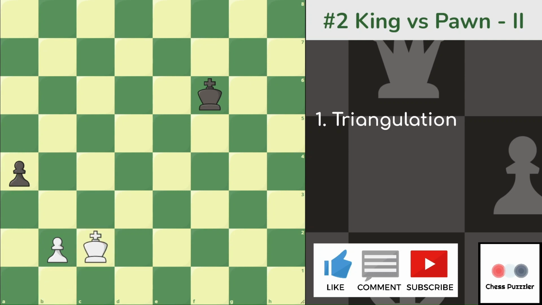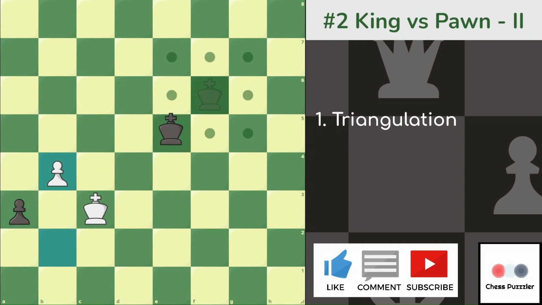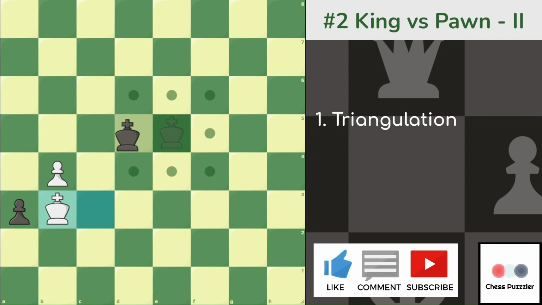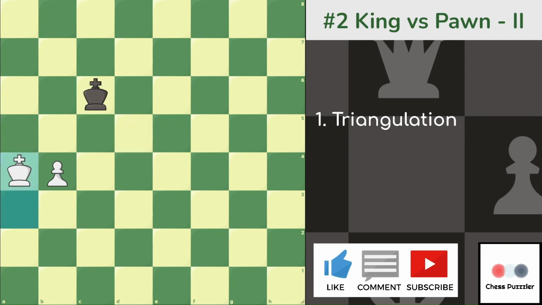Why? Let's see. If white played something like king c3, then a3, b4, king e5, king b3, king d5, king takes, king c6, king a4, and king b6. Now black king is not going to allow white king to come in front of the pawn, and therefore it's going to be a draw.